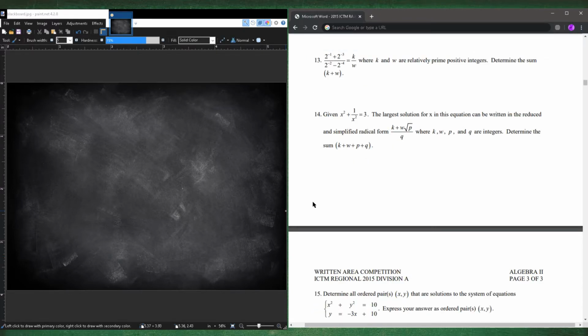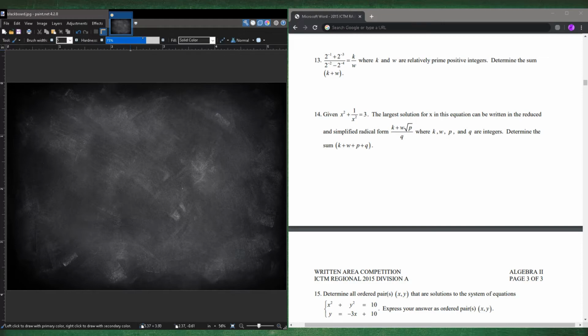Question 14. Given that x squared plus 1 over x squared is equal to 3, the largest solution for x can be written, reduced and simplified, as k plus w squared p over q, and they're all integers. Find the sum of all those numbers. So basically we have to find what x is and then sum everything up.